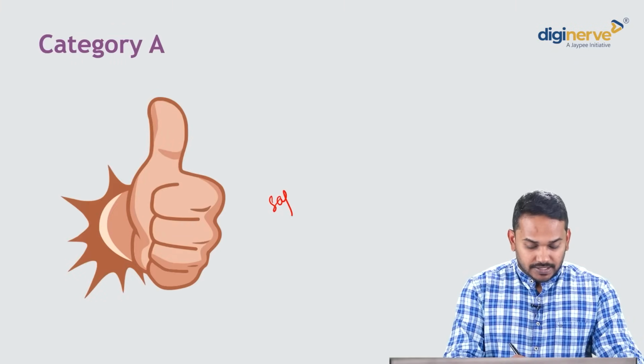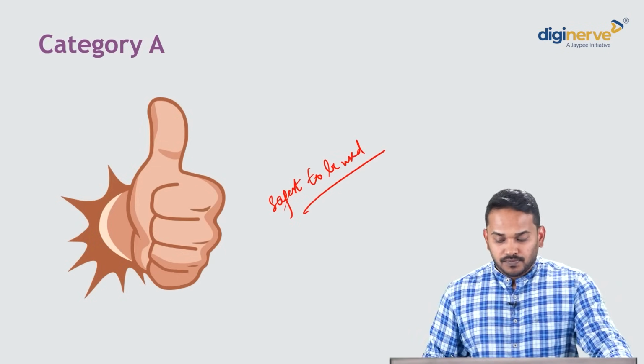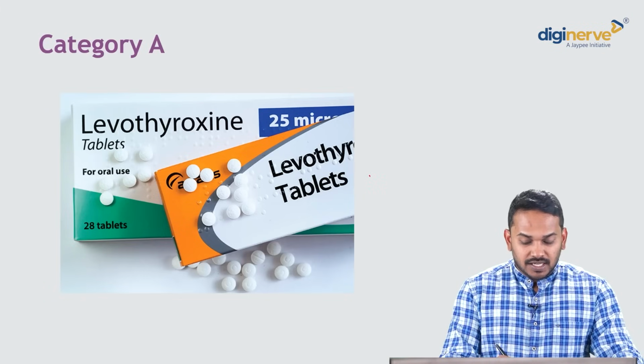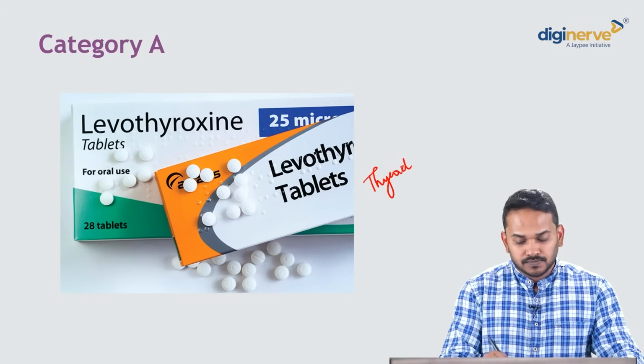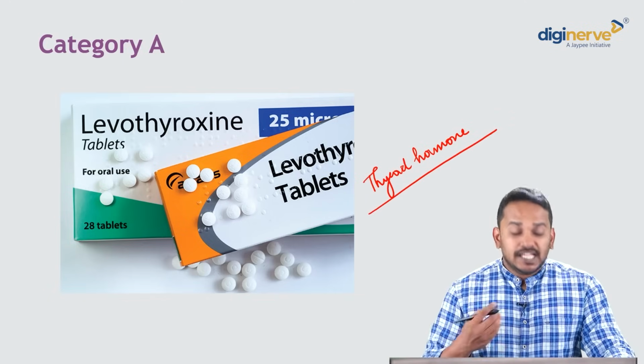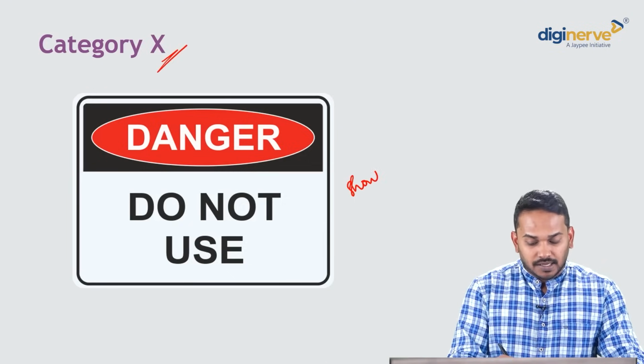Category A is the safest to be used in pregnancy. An example is levothyroxine, which is a thyroid hormone and can be used very safely in pregnancy. And the most dangerous category is category X, which should not be used under any circumstances. An example of such a drug is thalidomide.